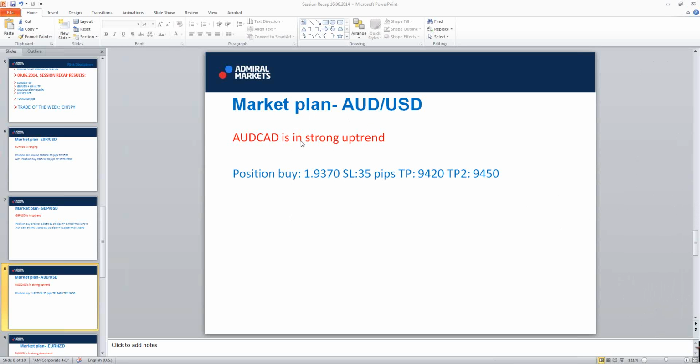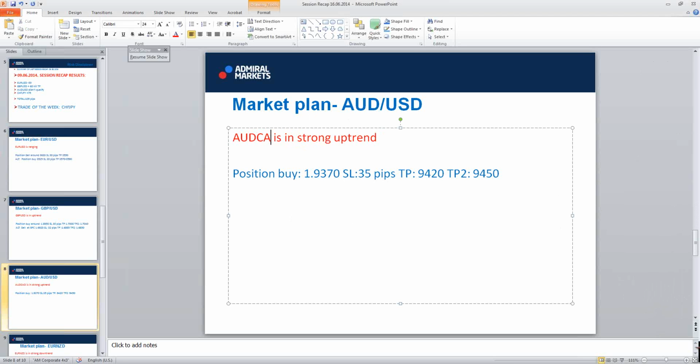That is not Camarilla MACD, that is Camarilla only. Sorry, I will make it right. It's Aussie, not AUD, it's Aussie. Position buy 93.70, 35 pip stop, 94.20, 94.50. Okay.